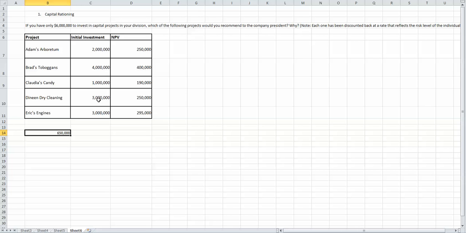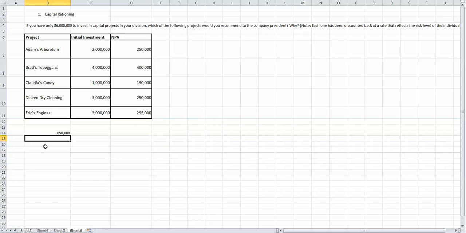We could also do, looks like we have a dry clean and we have an engines company. Each of them costs $3 million, so those combined is $6 million, right? So if we do those together, that's going to cost us that $6 million, which gives us an output of $250 and $295 NPVs. However, see, that's less than that $650,000. So I already know for a fact that I'm not going to want to do the dry cleaning engines projects. So right now, Adams and Brad's is looking pretty good.